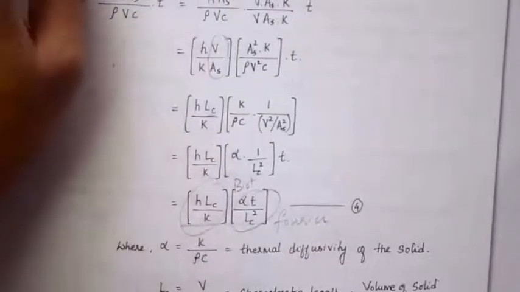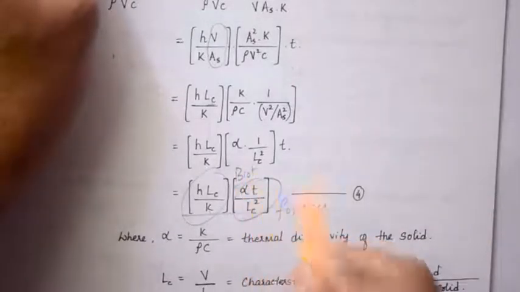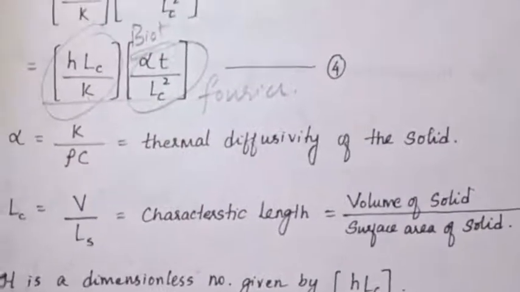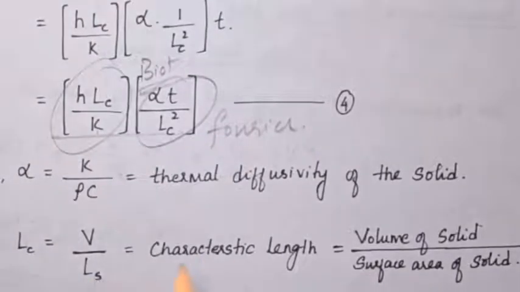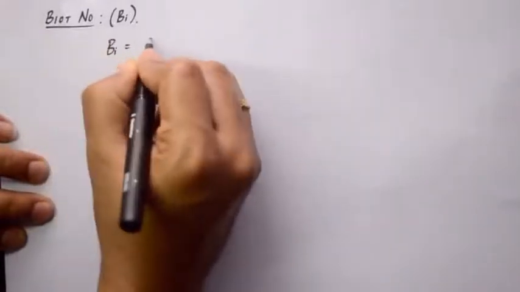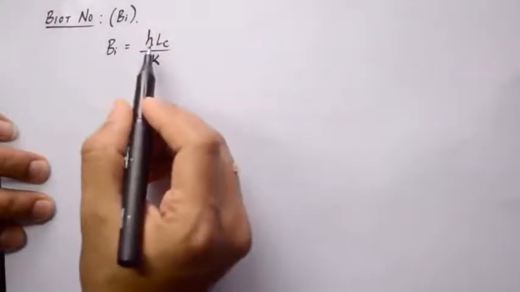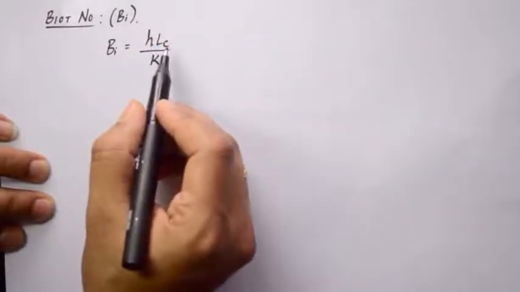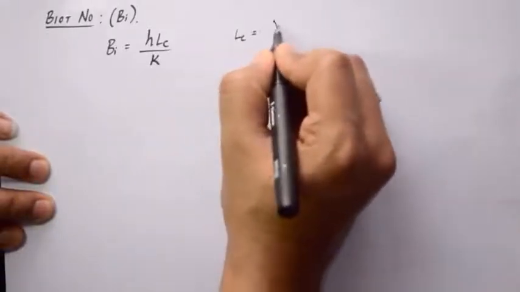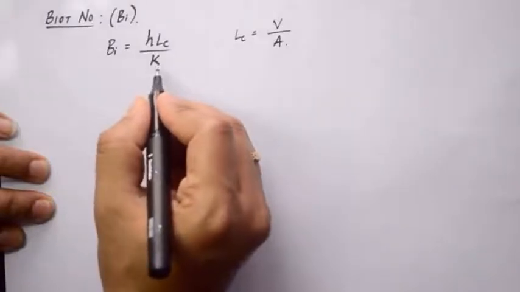We'll concentrate only on the Biot number, and when we proceed, the hLc by k itself is considered as the Biot number. Right? So what is this Lc? This Lc is simply the term called the characteristic length, which is given as the volume of the solid divided by the surface area of the solid. Hence, the Biot number is given by hLc by k, where h is the heat transfer coefficient of the surrounding, Lc, as we discussed, is the ratio of volume of solid to the surface area of the solid, and k is the thermal conductivity of the solid material.